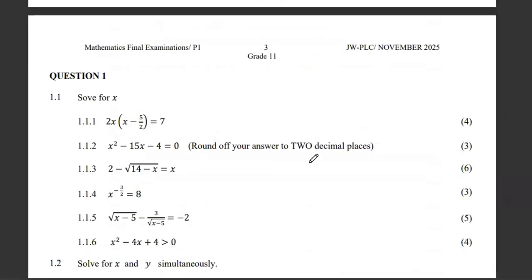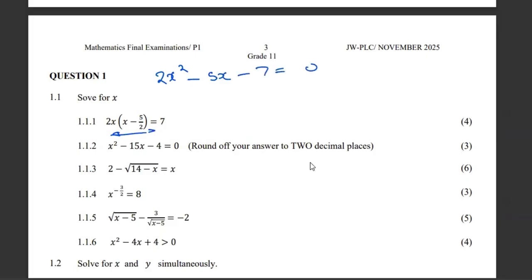1.1.1. I want us to solve for x. So 2x into x minus 5 over 2 equals 7. Step number 1, we need to open up this bracket and create a standard form. So that's going to be 2x squared minus 5x. Let's move the 7 that side, equal to 0.